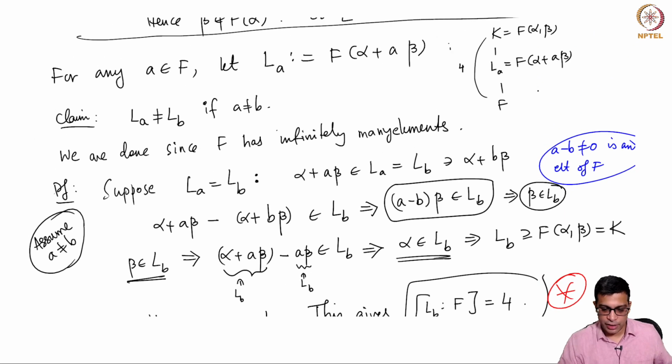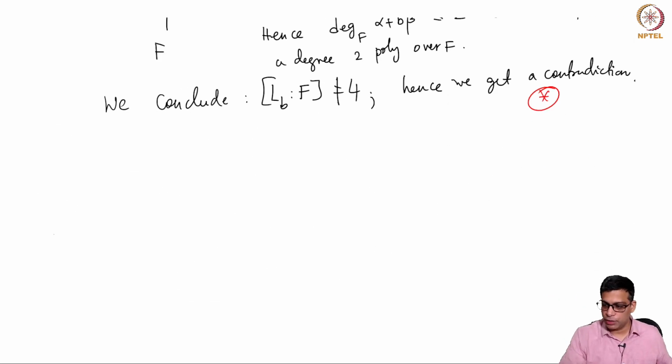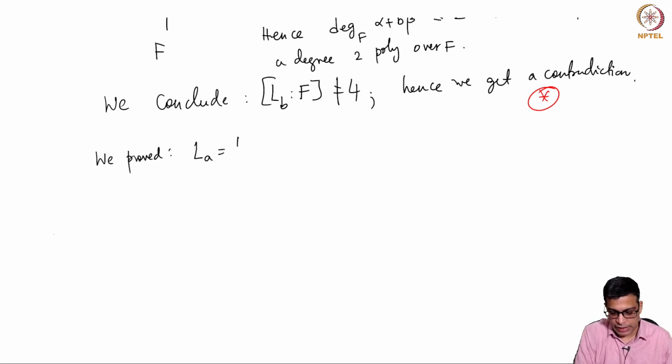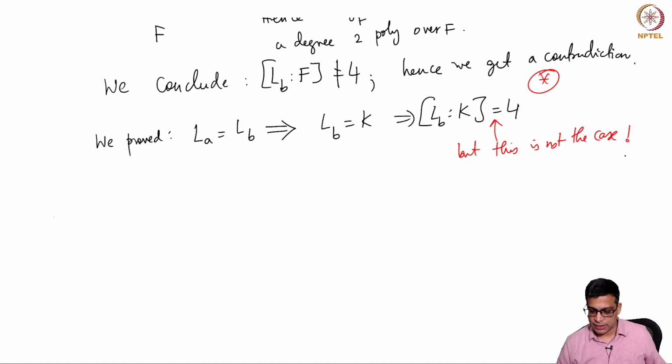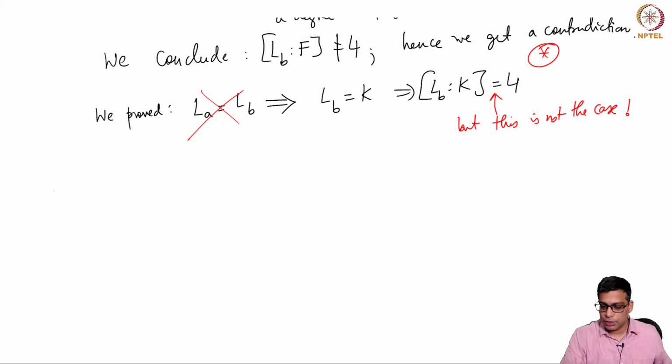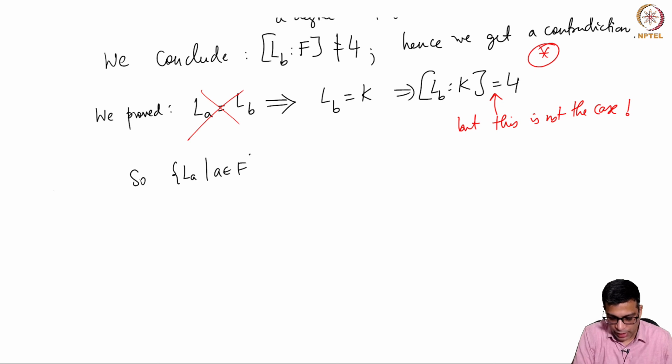The contradiction is that if L_A and L_B are equal, so what we have essentially proved, L_A equals L_B implies L_B equals K. This implies [L_B : K] is 4, but this is not the case. But this is not the case, and hence L_A cannot be equal to L_B. So the set of L_A is an infinite set of intermediate fields.